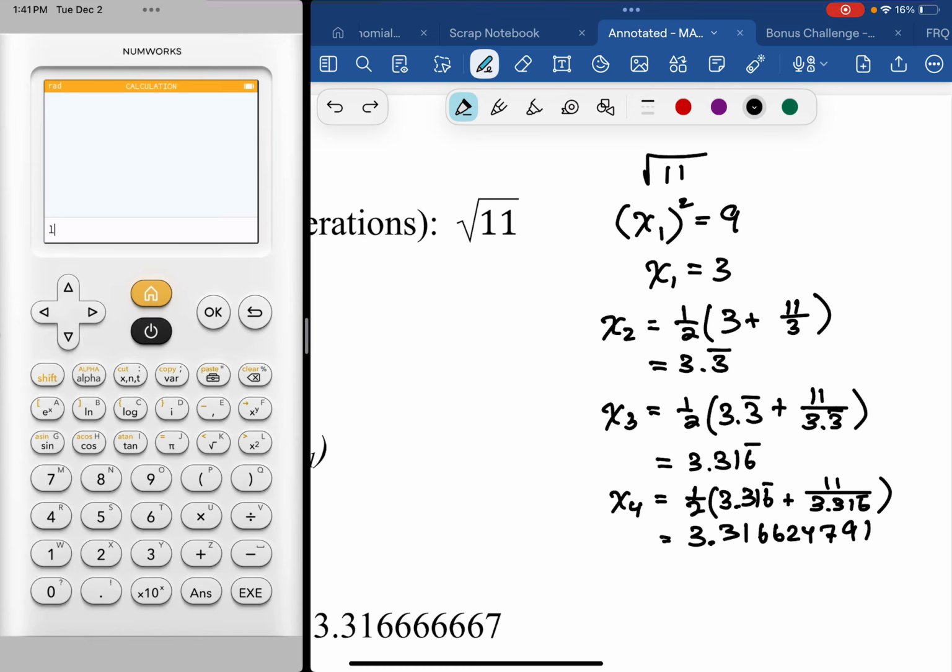So I can, like I said, I could do it kind of quickly here. So I started off with a 3 plus 11 over 3. Then I did 1/2 times answer plus 11 over answer. And there is a copy paste option on this calculator. So if you make use of that, you can go.